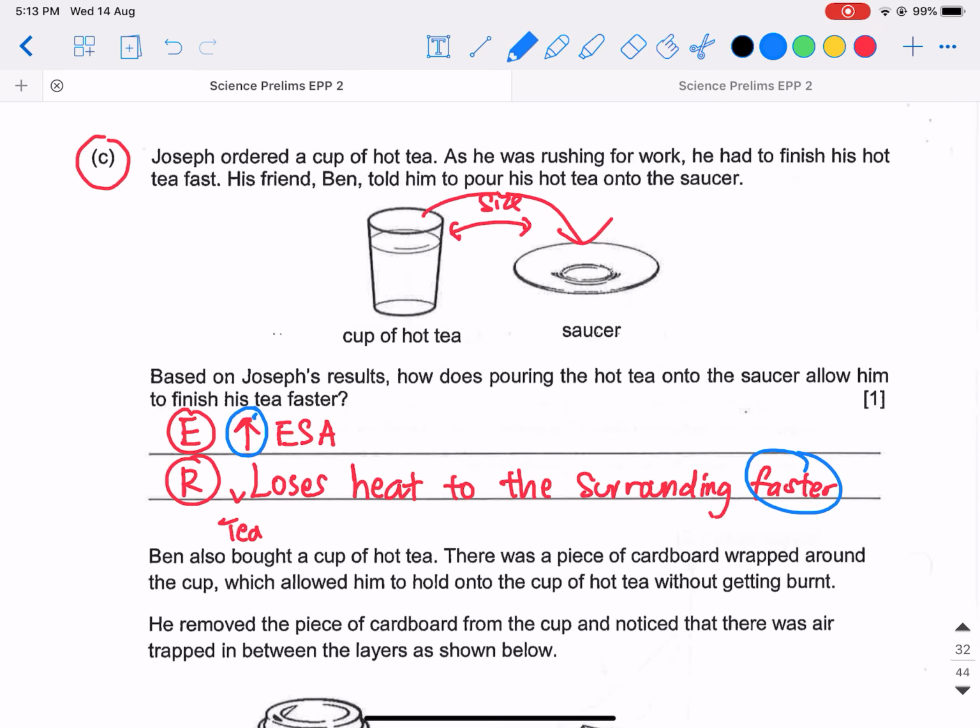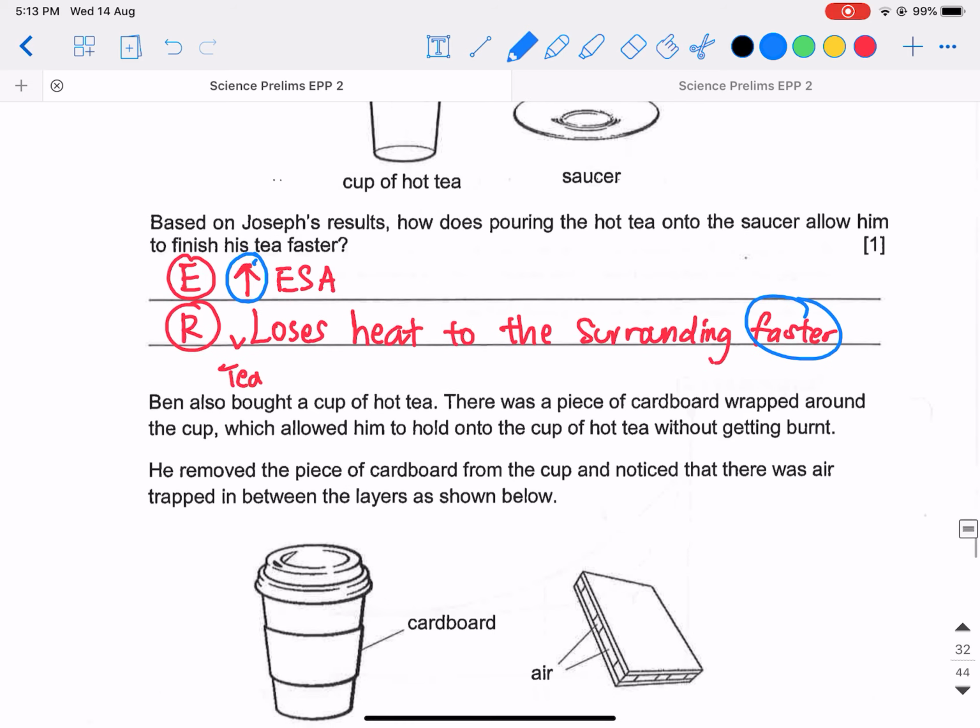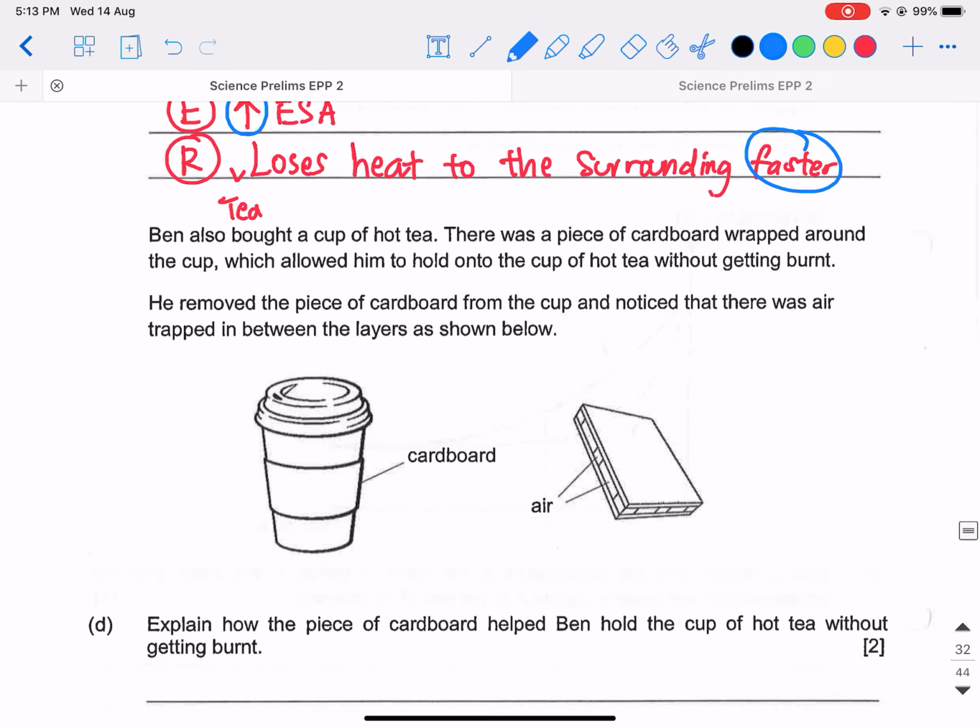Okay, now another idea again is still on heat transfer, I'm sure, because it's under part ABCD connected. So Ben bought a cup of hot tea. There's a piece of cardboard. This is quite interesting. Those who have bought drinks from Starbucks, and there's this shop called Boost where they blend all the fruit juice, you find that they actually provide this cardboard over here for good reasons. And why is that so? Hot tea without getting burnt.